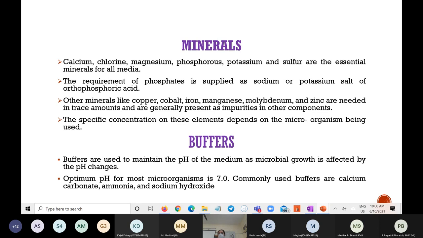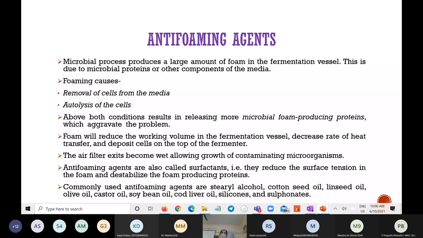Now buffers. We know that buffers are used for maintenance of the pH of the media, so that the pH is kept at the optimum level required. That is why buffers are used. Now anti-foaming agents. First we will read it, then it will be better to understand. Microbial processes produce a large amount of foam in the fermentation vessel, and this is due to microbial protein and other components in the media.